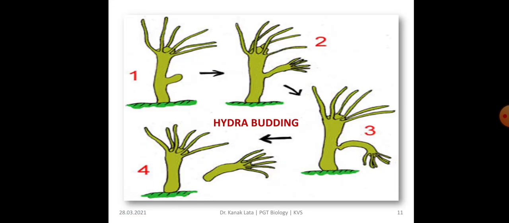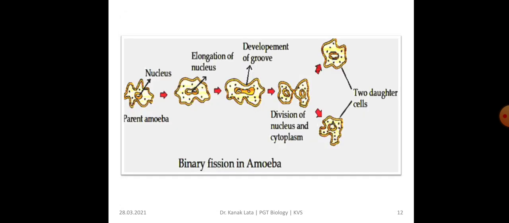Here you can see the hydra budding. In the first figure, the bulge is appearing. Now in the second figure, you see that it is growing, and in the third figure, it is already grown, and in the fourth, it gets detached from the parent body. Here is the figure of binary fission in amoeba. You can see here the nucleus elongated, and it forms two after the division of nucleus and cytoplasm, and it will lead to the two daughter cells.